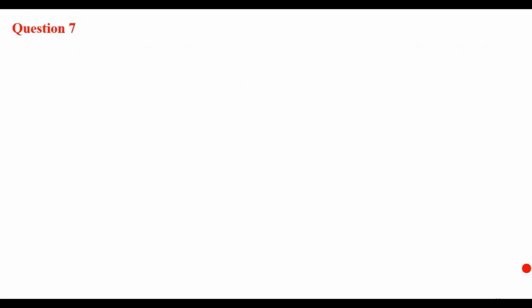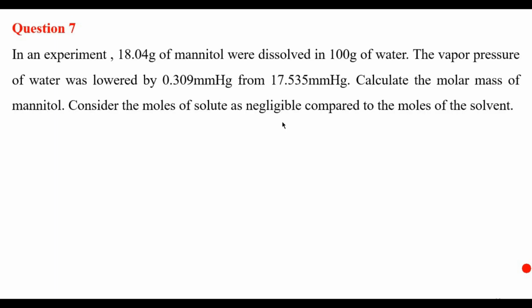Let's go to question 7. Question 7 is saying in an experiment 8.04 gram of mannitol were dissolved in 100 gram of water. That means this is the mass of the solid and this is the mass of the pure solvent, which is water. The vapor pressure of water was lowered by 0.309 millimeter mercury. That means here we have the difference in vapor pressures because it was lowered by this amount, from 17.535 millimeter mercury, that means this was the vapor pressure of the pure solvent. Then they're asking to calculate the molar mass of the mannitol.